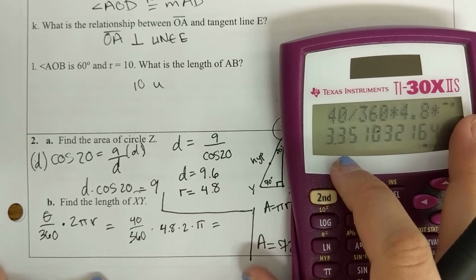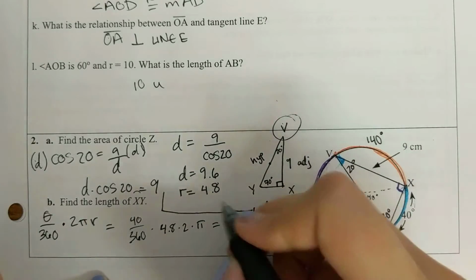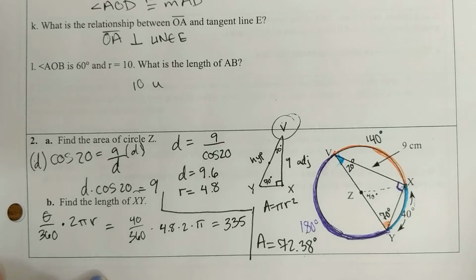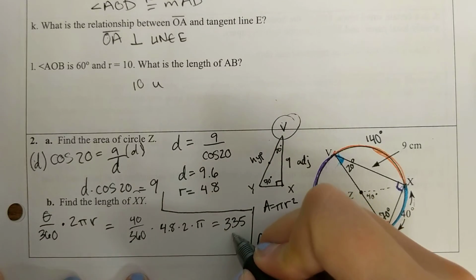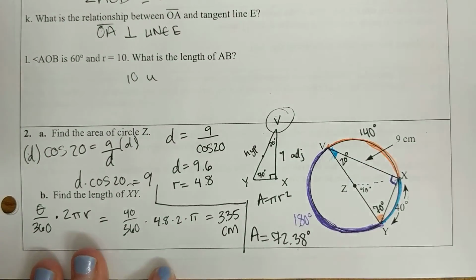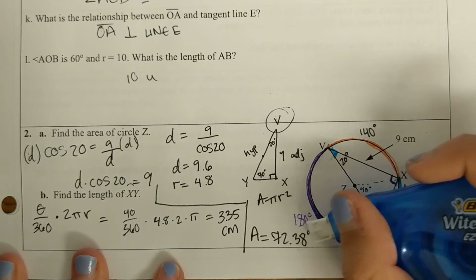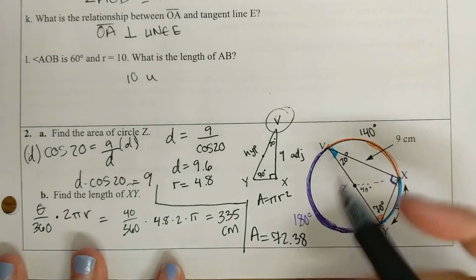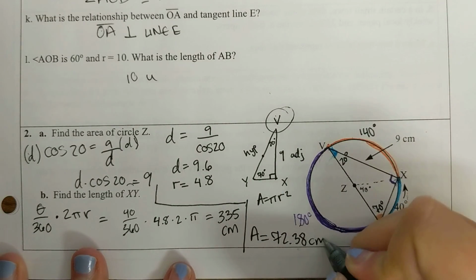That's 3.35. And that would be centimeters. And this is not degrees. I must have confused it with the 180 degrees right next to it. 72.38 centimeters squared.